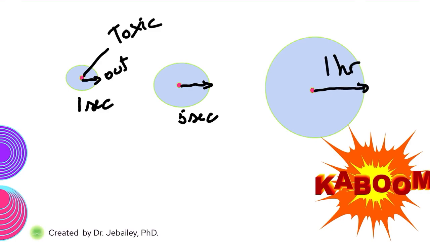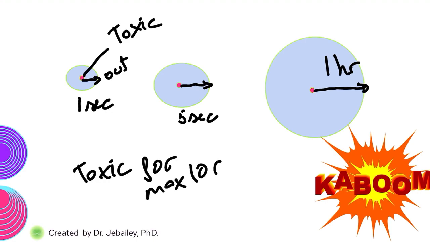Let's just say that the toxic can stay inside your cell for a max of 10 seconds. After 10 seconds, if this toxic does not get out of the cell, what does the cell do? It dies. It automatically shuts down. Believe it or not, even cells can commit suicide.